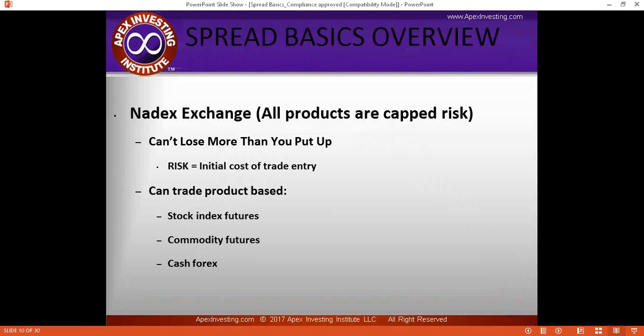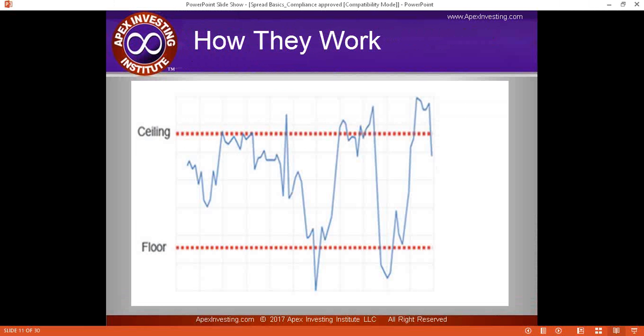Anything on the Nadex exchange, binaries or spreads, we're talking about spreads, all products are capped risk. You cannot lose more money than you put up to get into the trade. So your risk is the initial amount of money you put up. It's the cost of the trade entry. You can trade stock index futures, commodity futures, or the cash forex market.